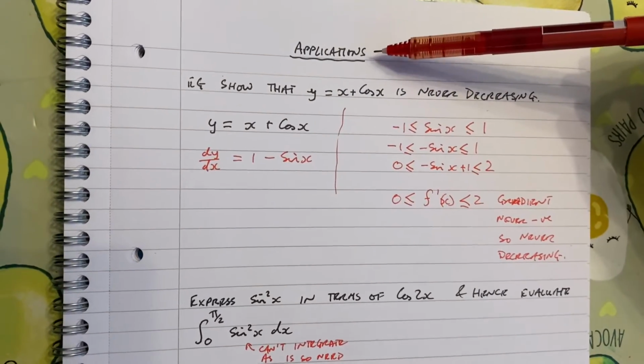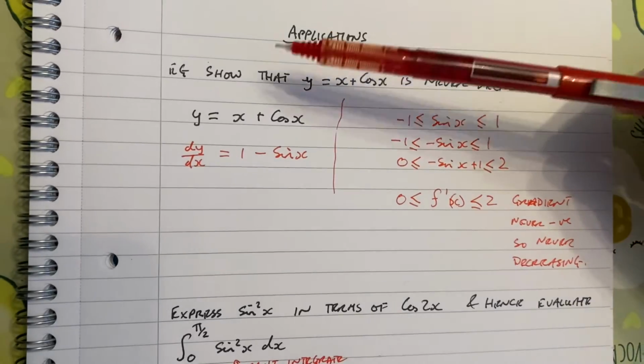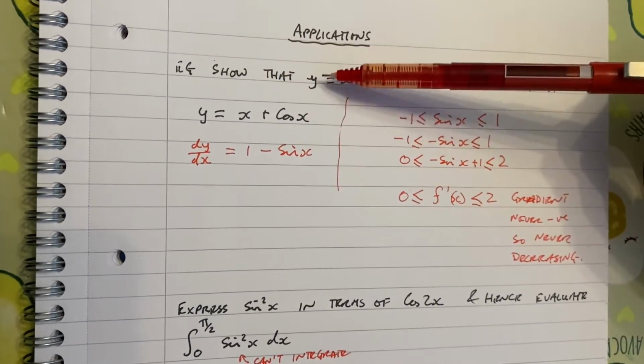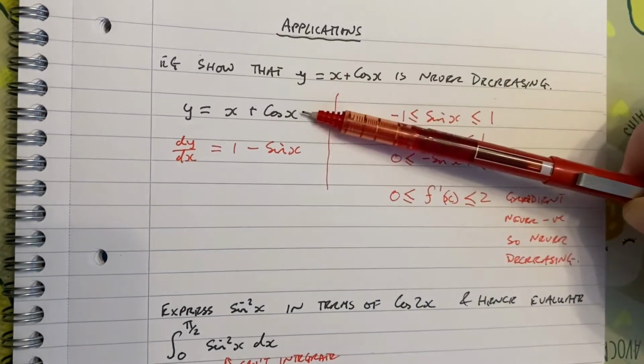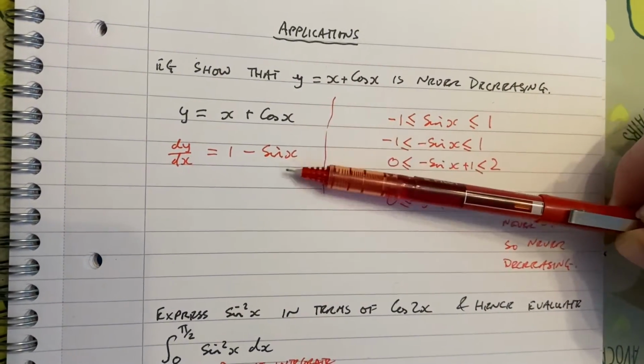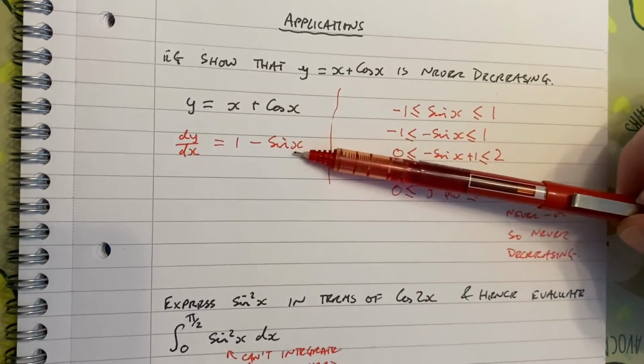Okay, some applications of both chain rule and reverse chain rule and other things. So what we've got to do is show that y equals x plus cos x is never decreasing. So the first thing we have to do is differentiate. Differentiate x, we get 1, differentiate cos, we get negative sine.